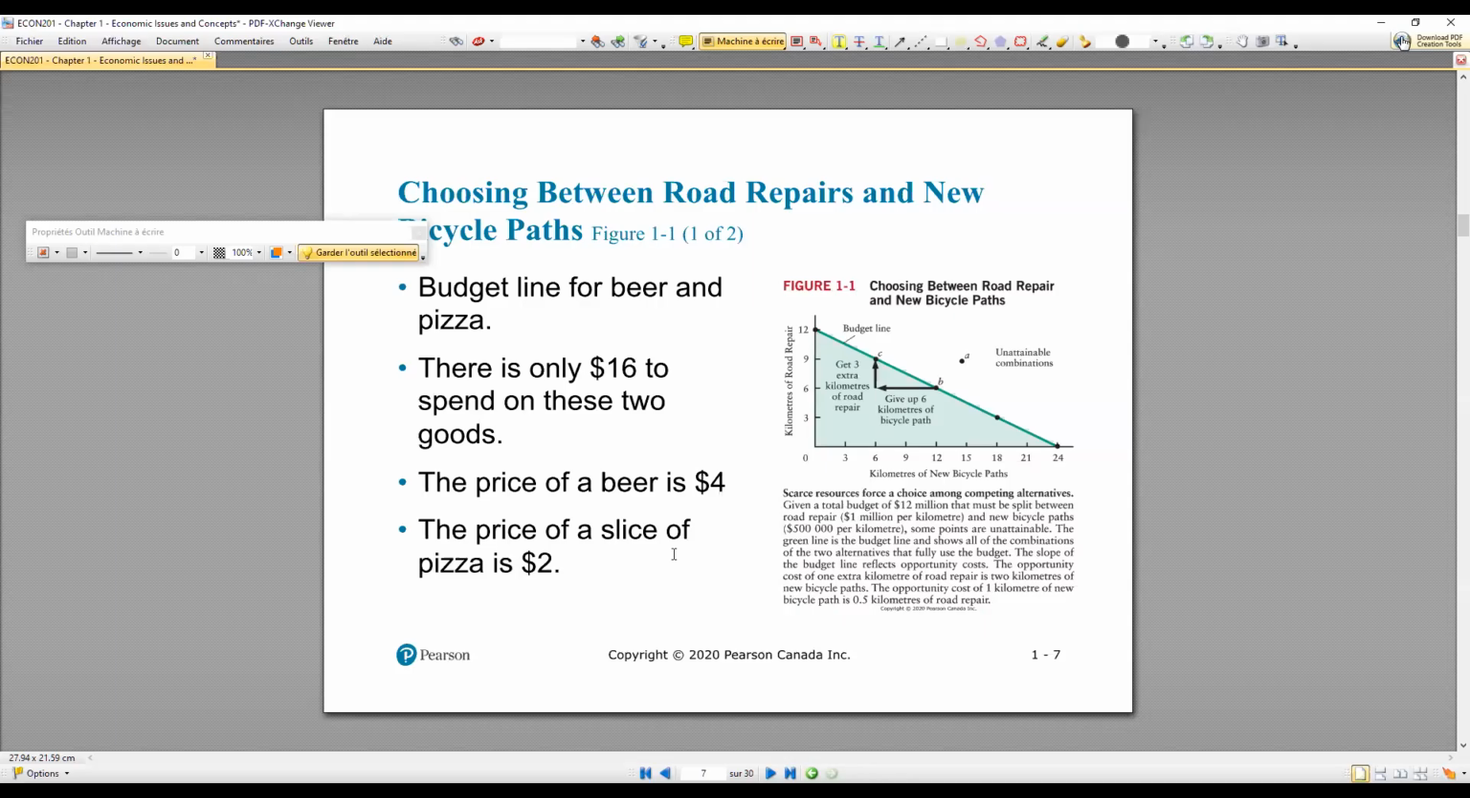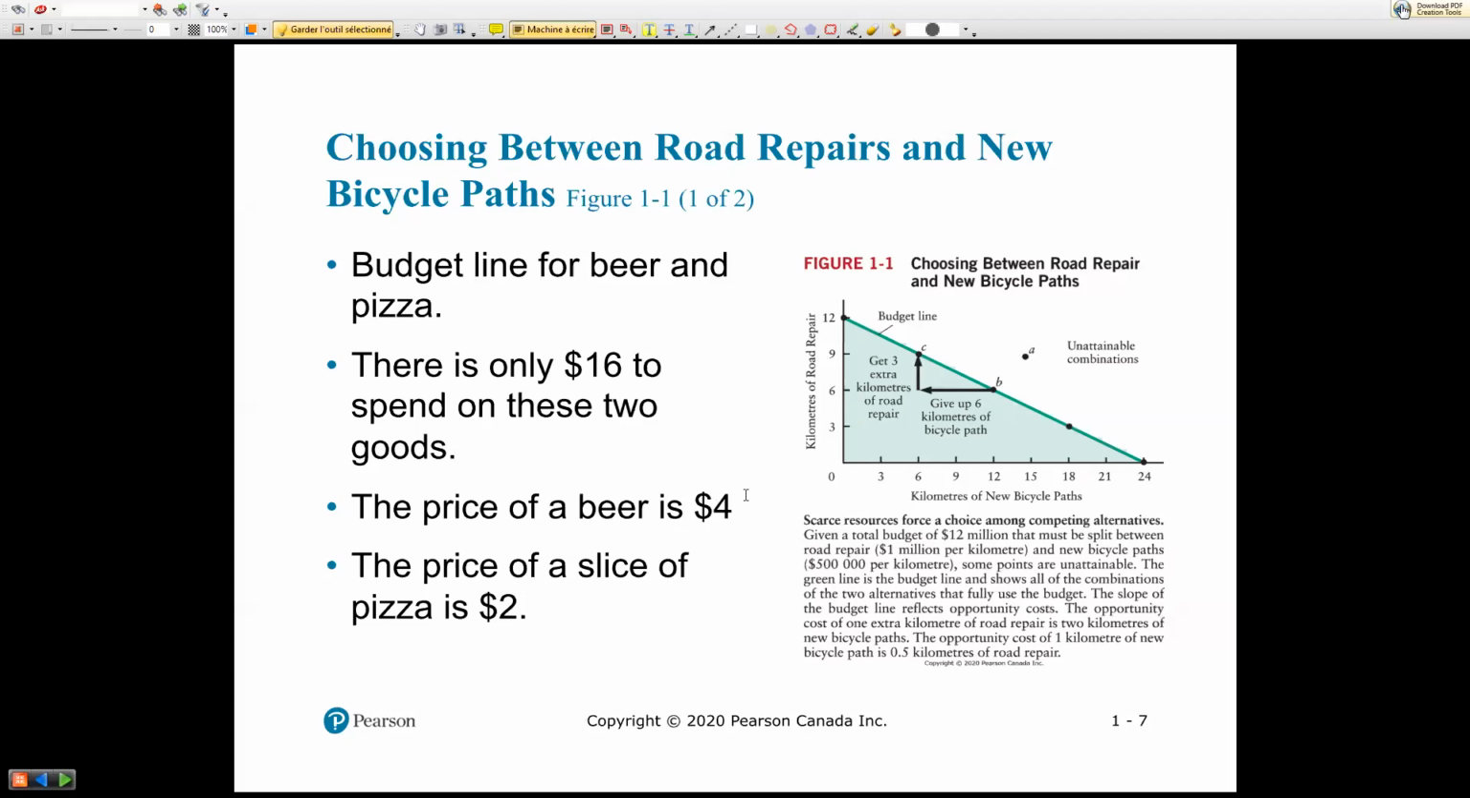All right. So here we were last time. And this is the same idea, but for bicycle paths and road repair. So what can I do if I want to be able to increase both the number of bicycle paths and kilometers of road repair? Well, if I'm the mayor of Montreal, what I have to do is increase taxes. So I'm going to increase my city budget to be able to do both. Otherwise, I have to choose between one or the other.